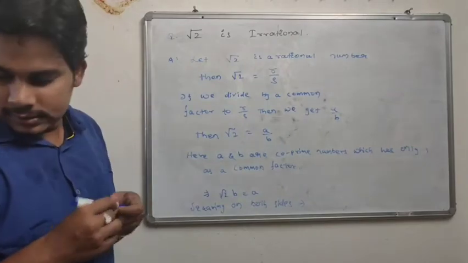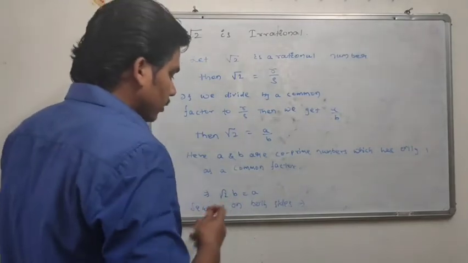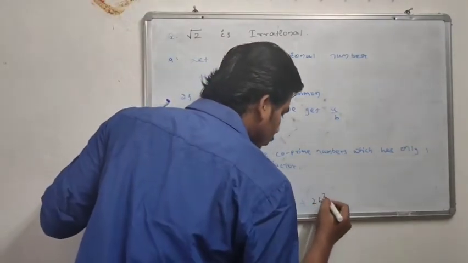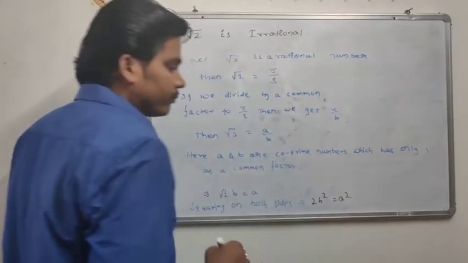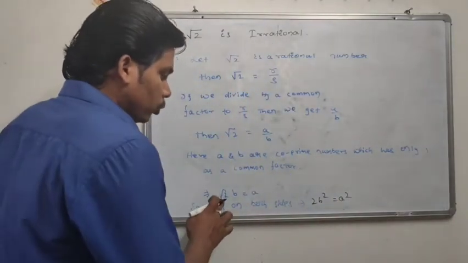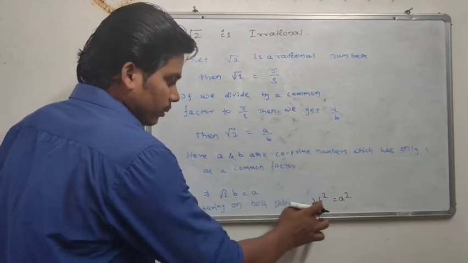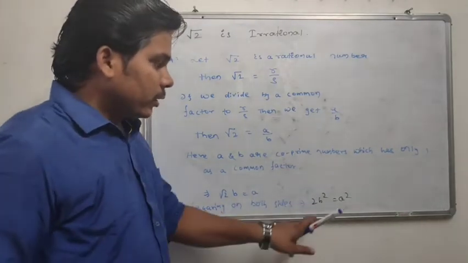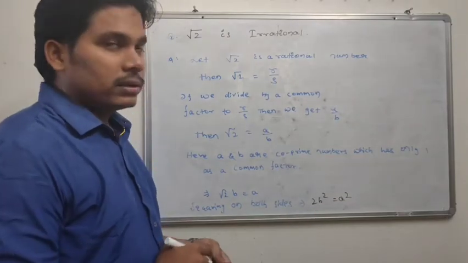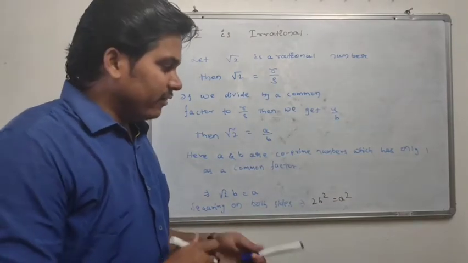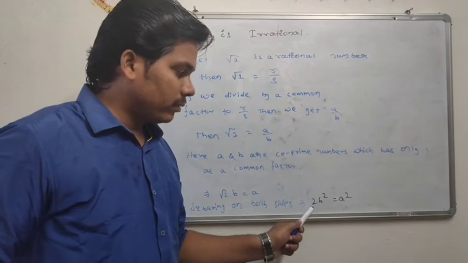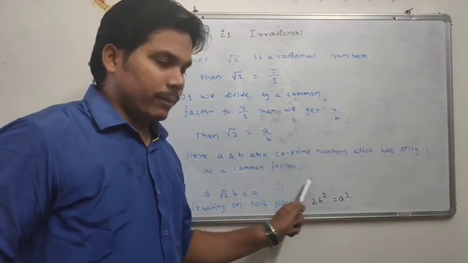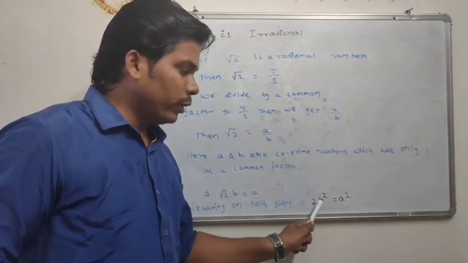We'll get here 2b square equal to a square. Understand? Root 2 square, 2, b square, a square. Then what will happen? You can simply use the theorem I taught you. Here it is 2b square; let's think b square is one number, a square equal to 2 into that number.